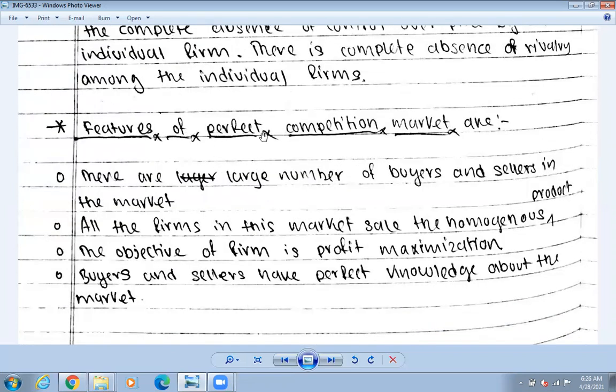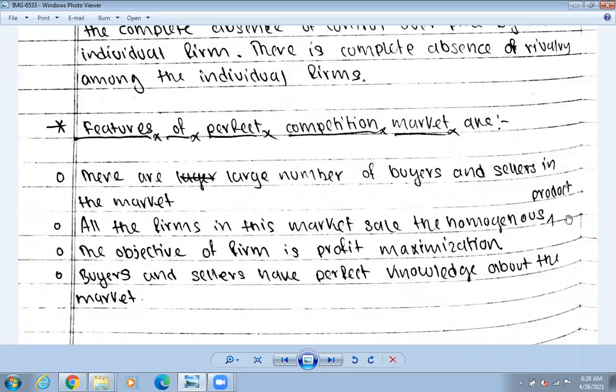The features of the perfect competition market. So what are the features that we can see in the perfect competition market? There are a large number of buyers and sellers in the market. That means there are many people buying and many people selling in a perfect competition market. Number two is that all the firms of this market sell the homogeneous product. They must sell the same type of product.